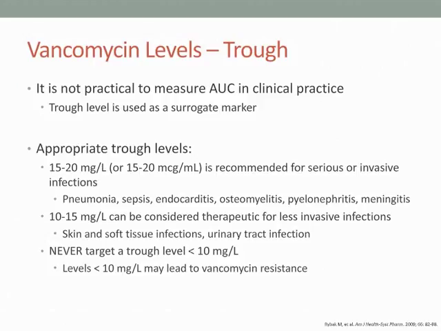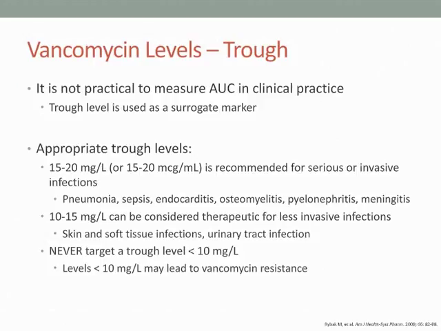I like to remember this by thinking that any area of the body that might be tough to penetrate, such as the lungs or the bones or the central nervous system, you'll typically need a higher blood concentration of vancomycin in order to get effective drug concentrations at the site of infection. For less invasive infections, such as a simple cellulitis or an uncomplicated urinary tract infection, a trough level of 10 to 15 milligrams per liter may be considered appropriate and therapeutic.